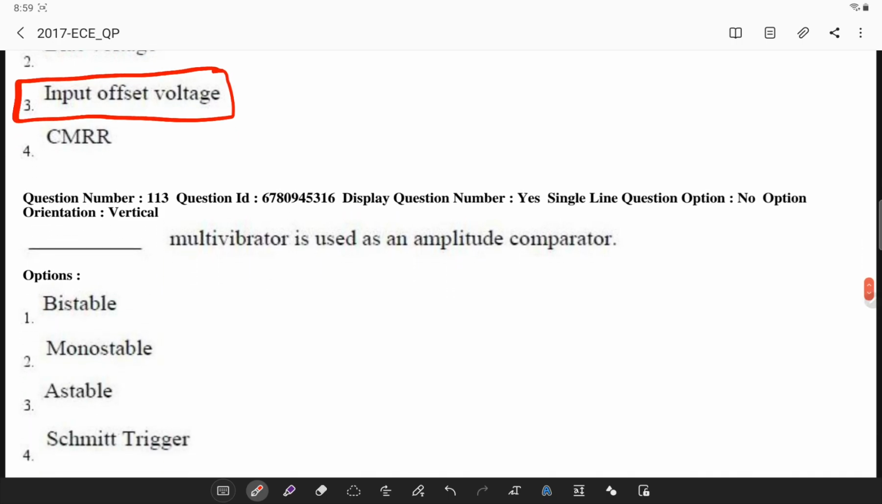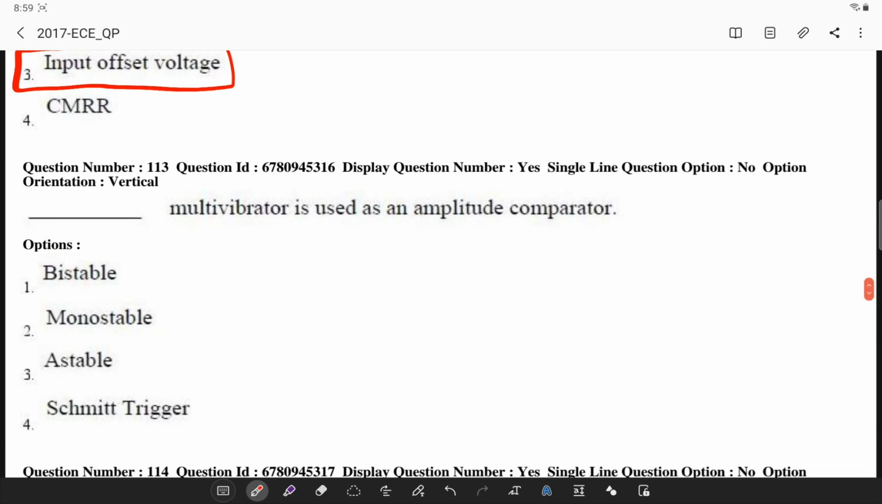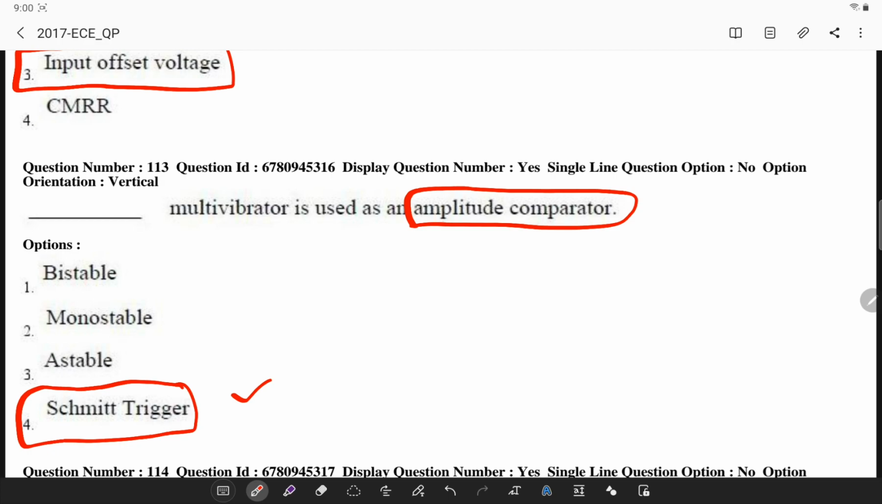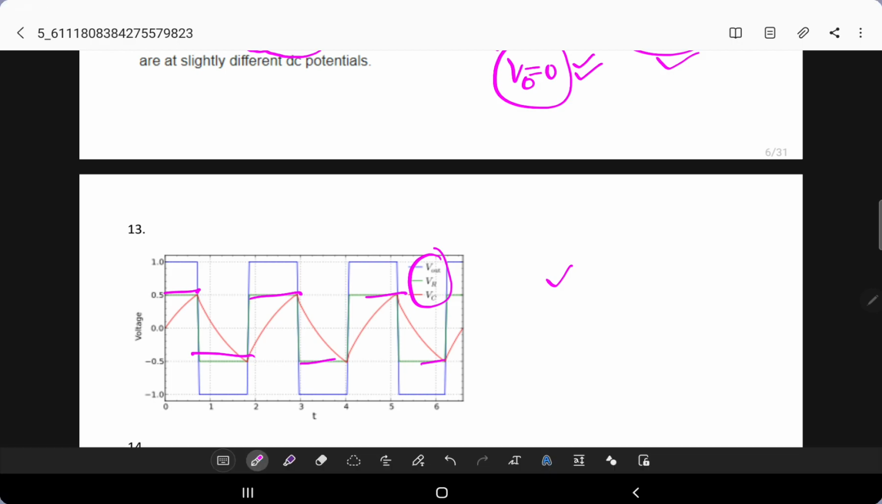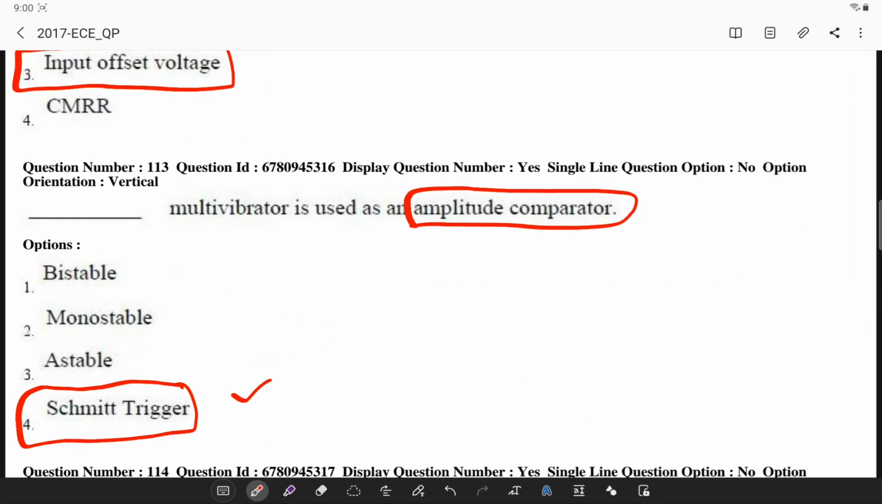Next, which type of multivibrator is used as an amplitude comparator? This particular Schmitt trigger has an application which is used for the purpose of amplitude comparison. If you remember this particular graph, the voltage will be fluctuating between two particular values based on the cutoff voltage. So simply, an amplitude comparator is nothing but a Schmitt trigger.